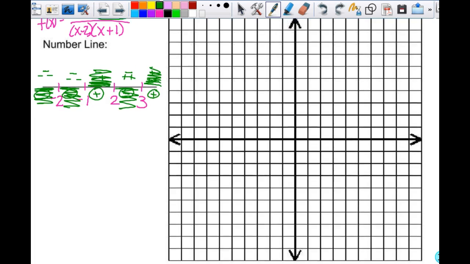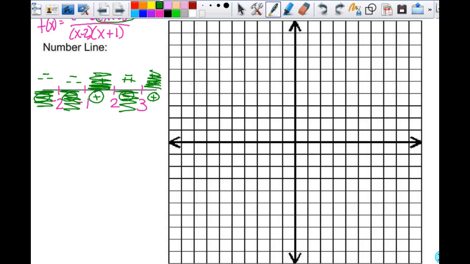Then I'm going to go and graph what I can. I've got roots at negative 2 and at 3. And a vertical asymptote at negative 1. And one at 2. And I have tangency at negative 2, which we'll get back to. Slant asymptote at y equals x plus 2.